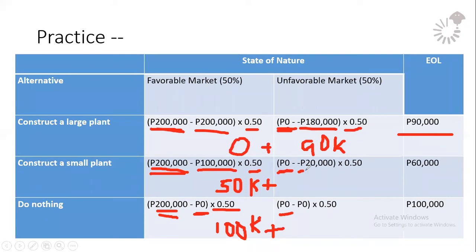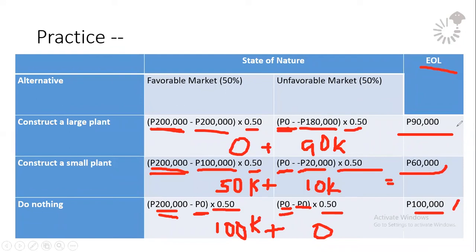0 best outcome minus negative 20,000, the value. That will give you positive 20,000 multiply 50. That will give you positive 10,000. If you add them, that is 60,000. 50K plus 10K is 60,000. Best outcome is 0. Value is 0. 0 minus 0 is 0. Multiply 50% is 0. 100K plus 0 is 100,000. So with this given, expected opportunity loss, pag wala kang ginawa, your expected regret is 100,000.